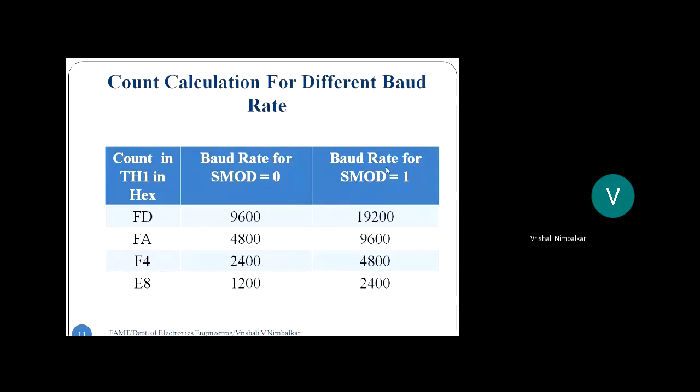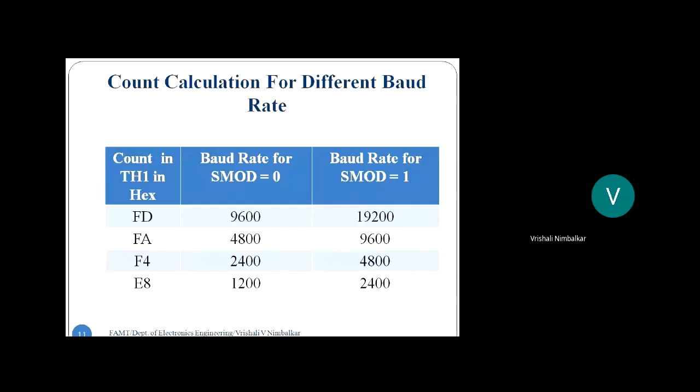Now look into the next, FA hex. If the baud rate is 4800 and the SMOD bit is 0, the count calculation comes as FA. And with the same count, FA hex, I set that SMOD bit. What do I get as the baud rate? I get double of it. So initially it was 4800 when SMOD is 0. For the same count, on setting the SMOD bit, the baud rate doubles. Is that okay?